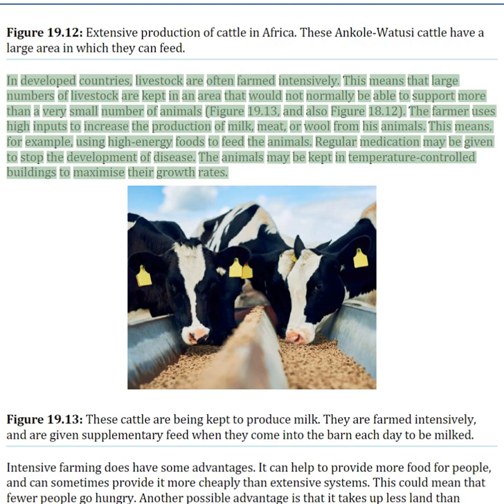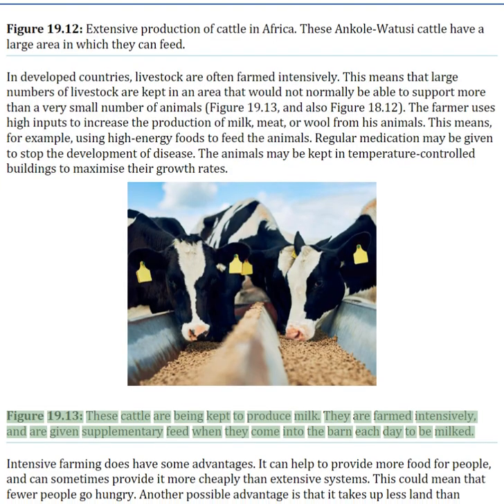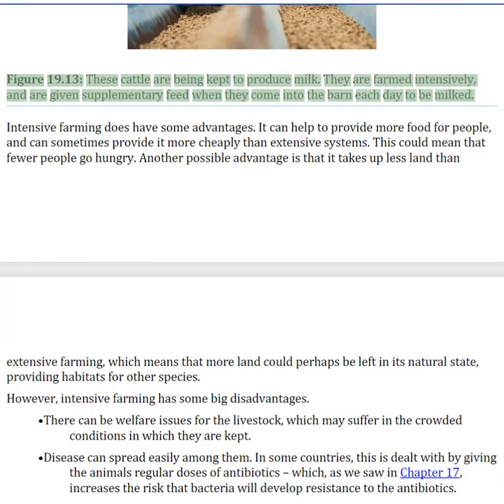Regular medication may be given to stop the development of disease. The animals may be kept in temperature-controlled buildings to maximize their growth rates. Figure 19.13 These cattle are being kept to produce milk. They are farmed intensively and are given supplementary feed when they come into the barn each day to be milked.